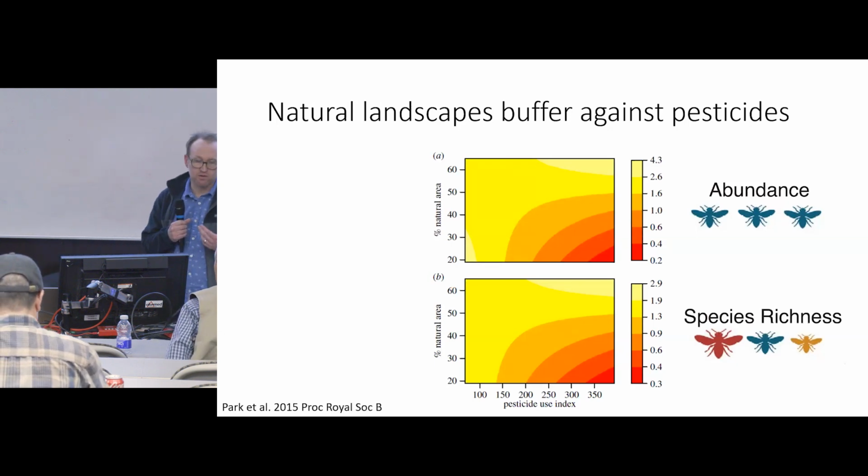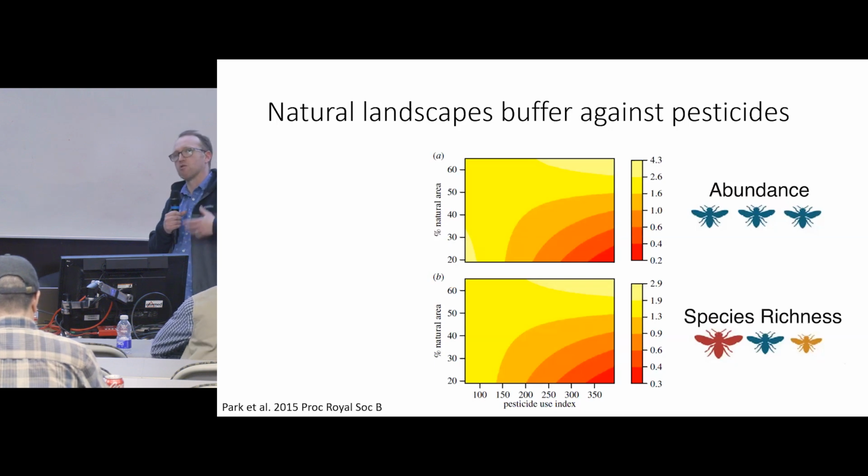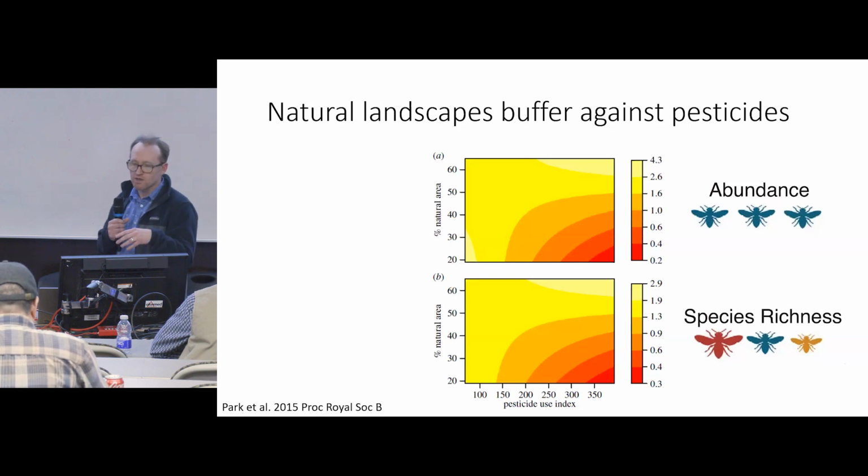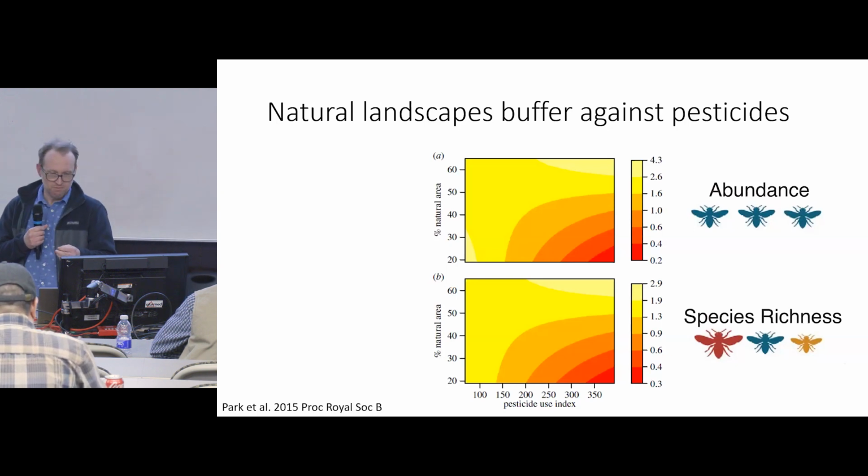But bees also have a lot of symbiotic microorganisms that help them feed on the pollen that they're using. And so fungicides are really bad for bees.